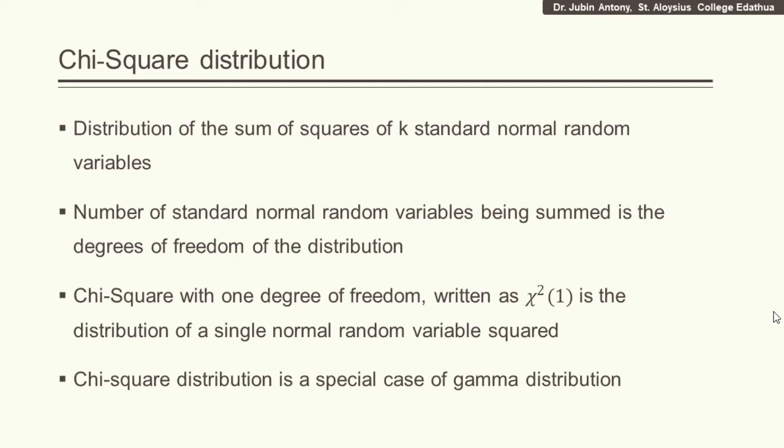How is chi-square distribution obtained? The chi-square distribution is the distribution of the sum of squares of k standard normal random variables. The number of standard normal random variables being summed is the degrees of freedom of the distribution. Therefore, chi-square with 1 degree of freedom, written as chi-square 1, is simply the distribution of a single normal random variable squared. Additionally, chi-square distribution is a special case of gamma distribution.